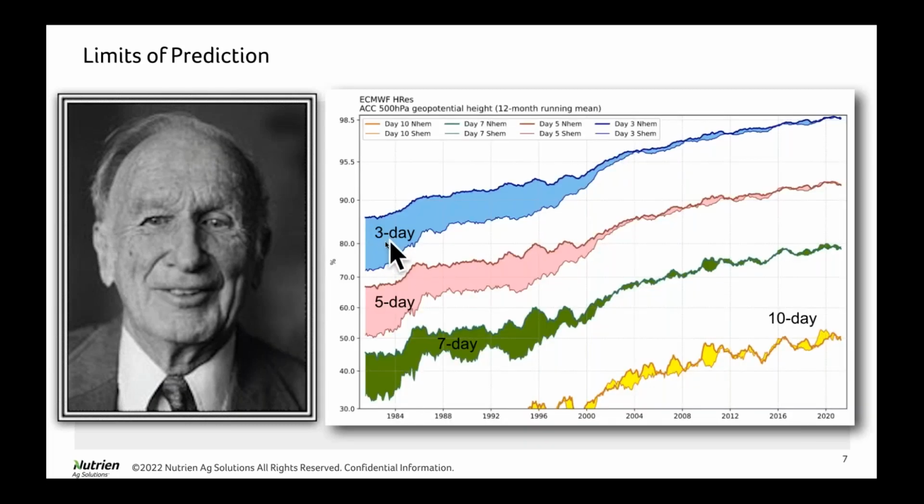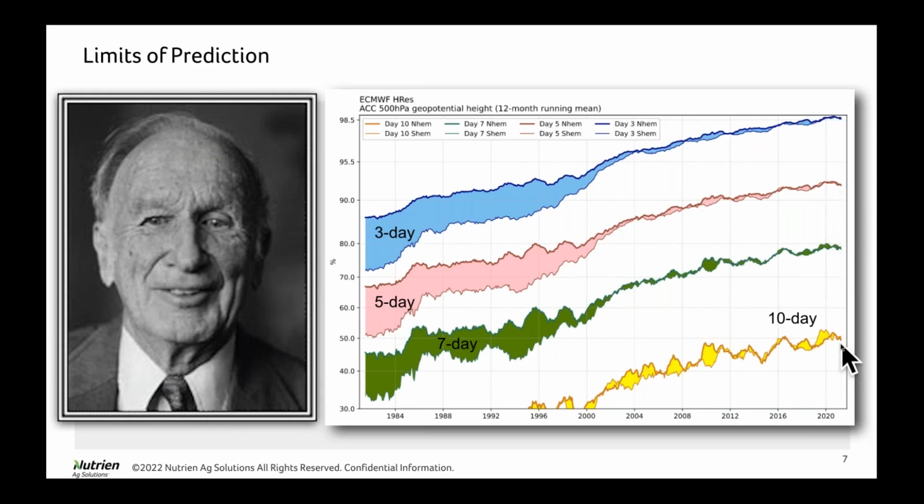Our 3-day forecasts went from being 80% accurate in the 80s to now, in the 2020s, being 98% accurate. So we're there at 3 days out. Our 5-day forecast from the 80s was down around 60% accurate. It is currently at about 92%. Our 7-day forecast is up to about 80% accurate.